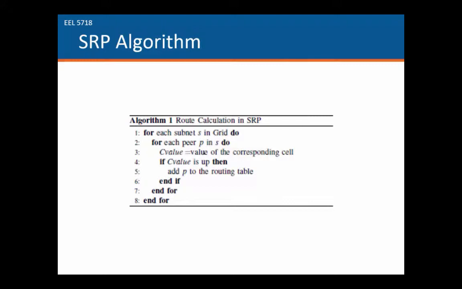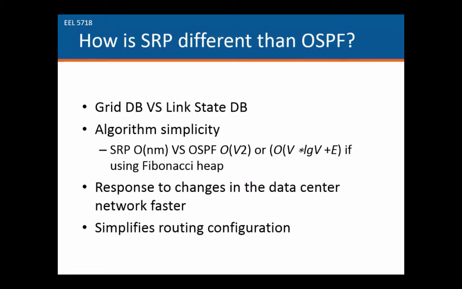So here's the algorithm. All it does is pretty much two for loops to go through and measure how long it takes to go through each row and then column of the database, how much operating time. And so that's just kind of how SRP works. So how are SRP and OSPF different? A grid database versus a link state database. The algorithm is different because they're different databases, obviously, to update.